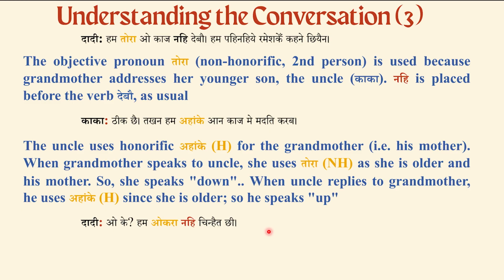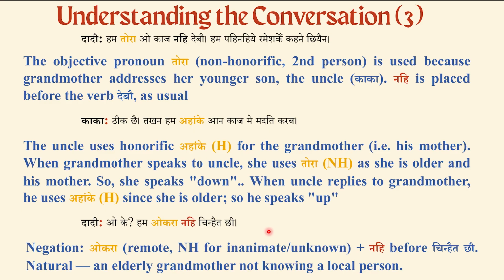Then Dadi asks, हम ओकरा नहीं चिन्हैत छी. That means, who is he? I don't recognize him. So here okra is referring to a remote person, someone who is being talked about in this conversation. Okra is used for that person, and nahi is again the negation before चिन्हैत.